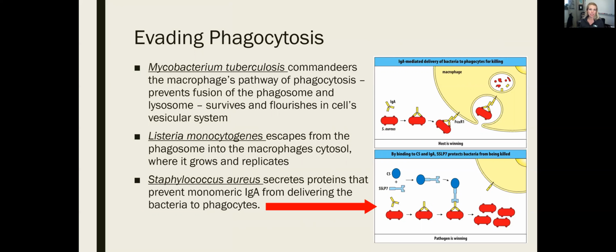Staph aureus does that. It secretes a protein that prevents the binding of the Fc portion. Mycobacterium tuberculosis actually just interferes with the phagocytosis pathway, or prevents that fusion of the phagosome with the lysosome, and then it can just start replicating inside of the cells, inside of those perfect little vesicles. Listeria monocytogenes is another bacteria that, once it's engulfed, is able to escape that phagosome and grow in the cytosol. And so Listeria is actually an intracellular bacteria.